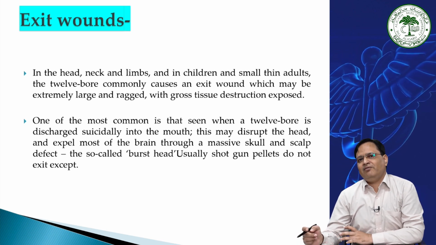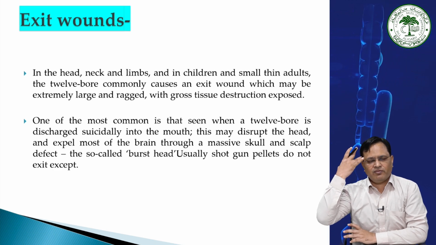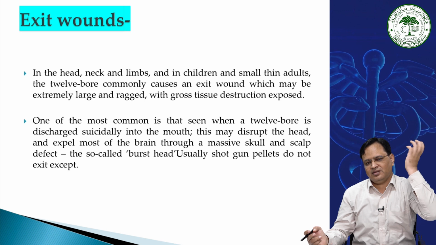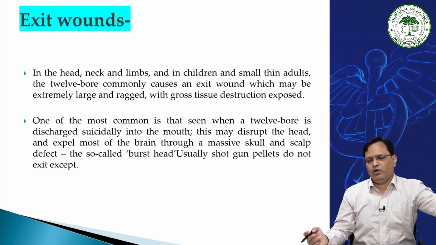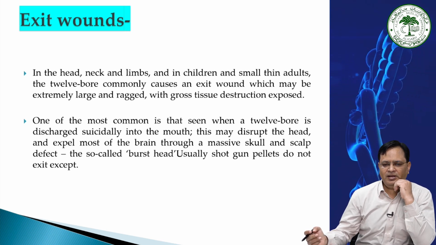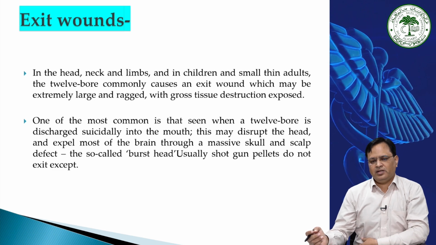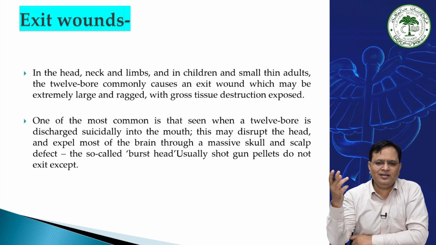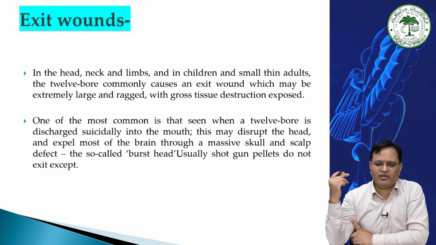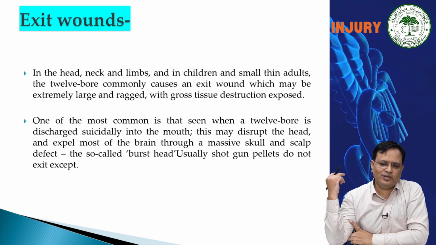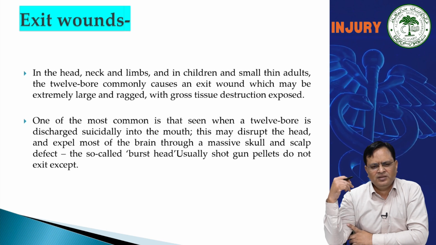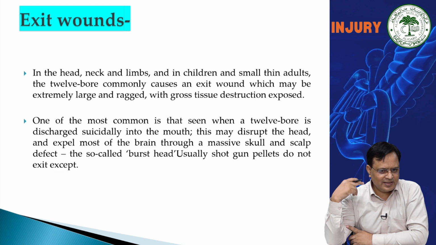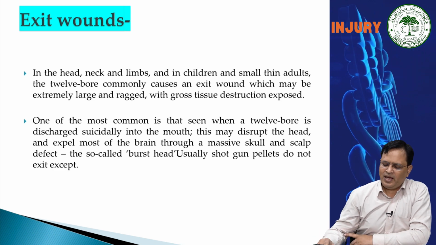We have seen cases in which a person has been struck from here and the whole part of the opposite side of the skull is blown away. That can happen, but not in the chest and not in the abdomen. Generally, in the skull and the limbs you can find entry and exit wounds. But most of the time it is the skull and the distant areas that may have the exit wound.